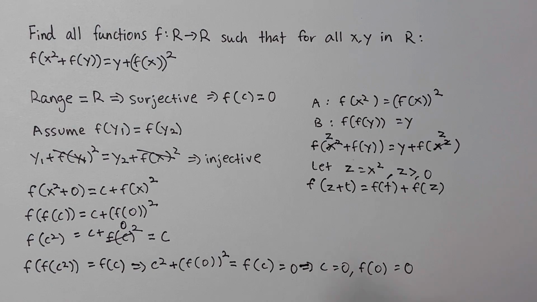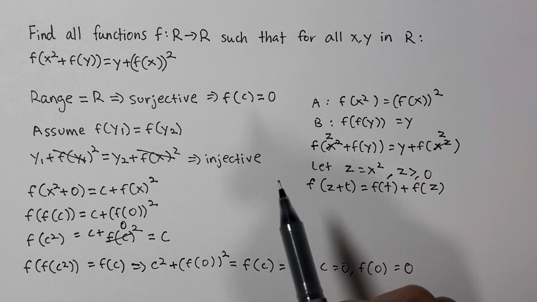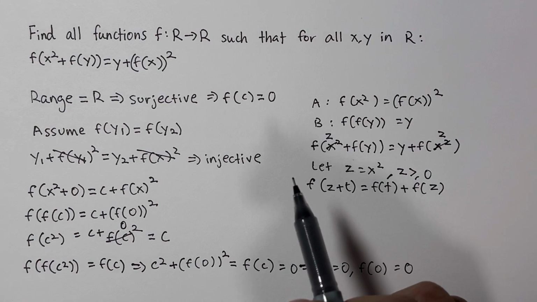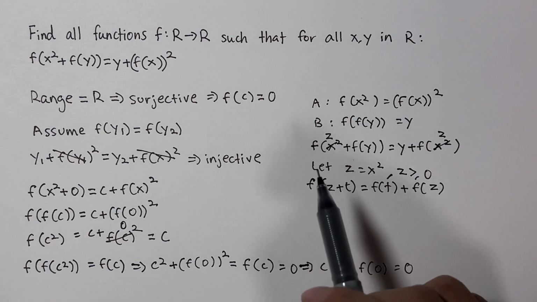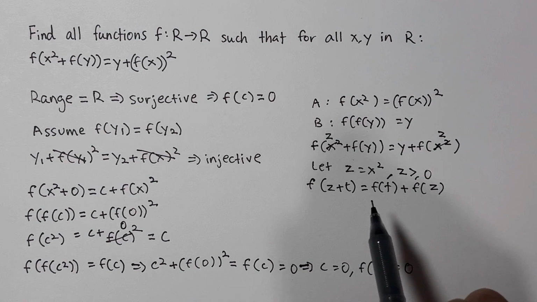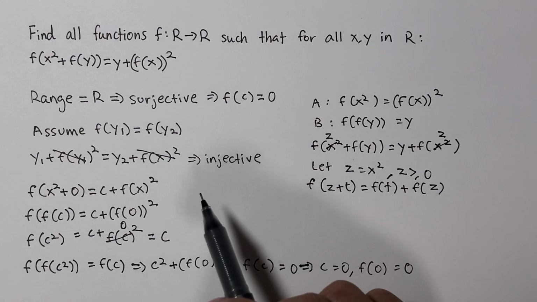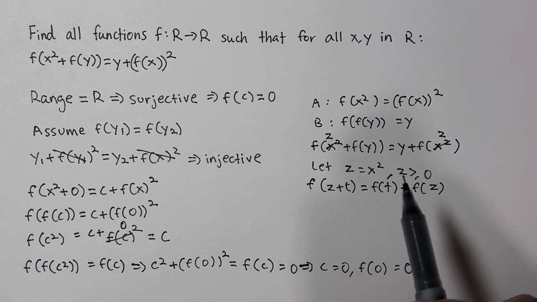We can easily show that it holds for all real numbers. If we have two negative numbers z1 and t1, we can pick a large positive number k such that z1 plus k and t1 plus k are greater than 0, and z1 plus t1 plus k is greater than 0. And use the property to prove that f(z1 + t1) equals f(z1) plus f(t1). So we have proved that f(x + y) equals f(x) plus f(y) for all real x and y.